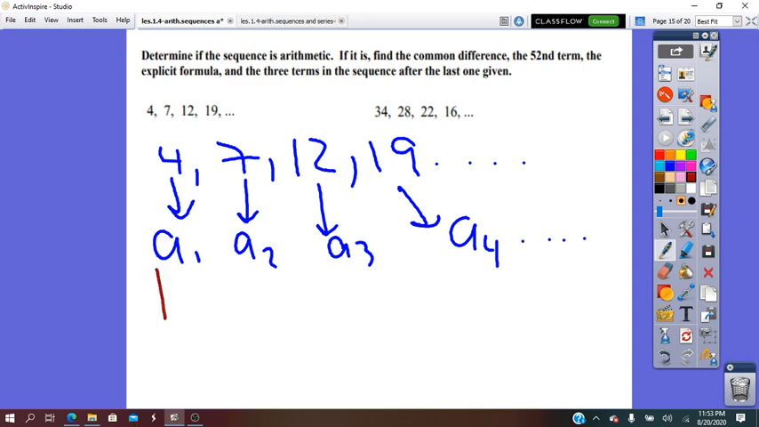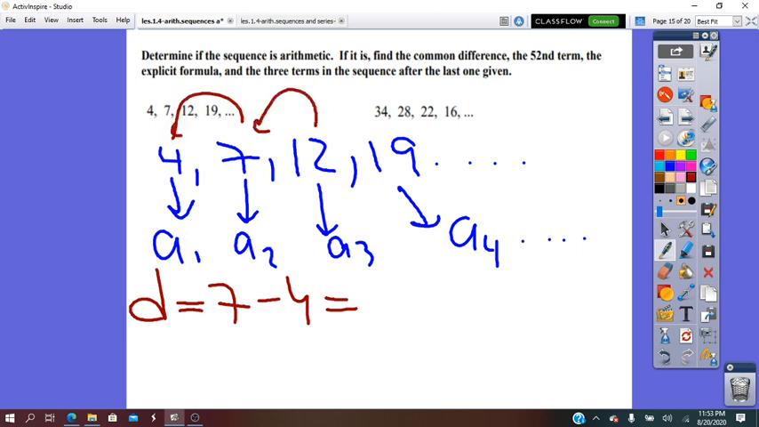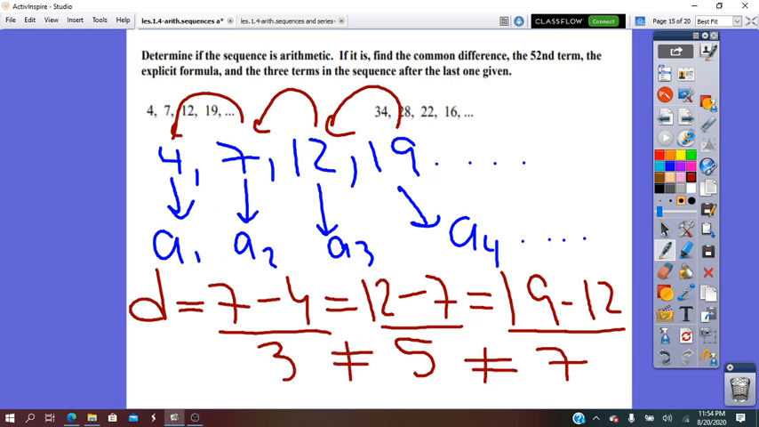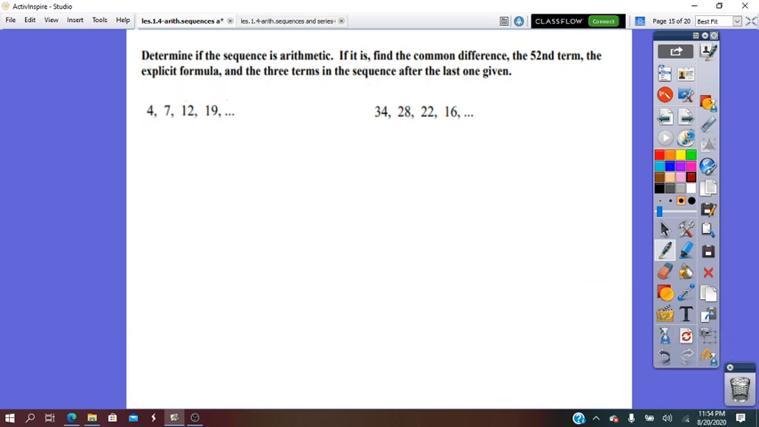To classify it, we have to find the common difference, which we said is A2 minus A1. A2 is 7 minus 4. And this one has to be the same as A3 minus A2, which is 12 minus 7, which has to be the same as A4 minus A3, so 19 minus 12. Let's see. 7 minus 4 is 3. 12 minus 7 is 5. 19 minus 12 is 7. And these ones are not equal, which means that the sequence is not an arithmetic sequence. Let's try the second one. 34 is A1. 28 will be the second term.